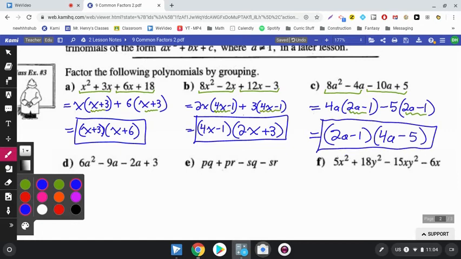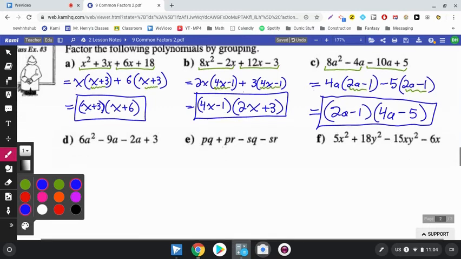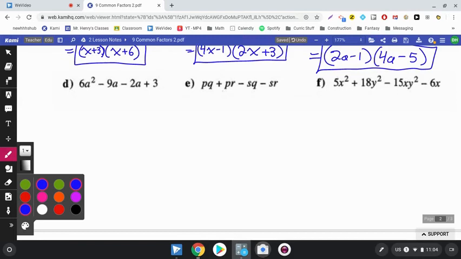But then once I have my GCF, I could say, okay, factor out the 10a minus 1, and you'd be left with 4a and minus 5. There you go. There is my factored polynomial, and we're good to go. Okay, now D, E, F are all yours. Go ahead and do them ahead of me.